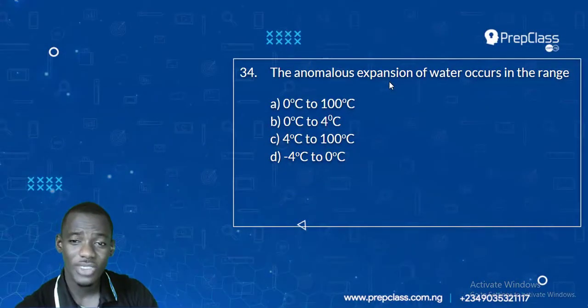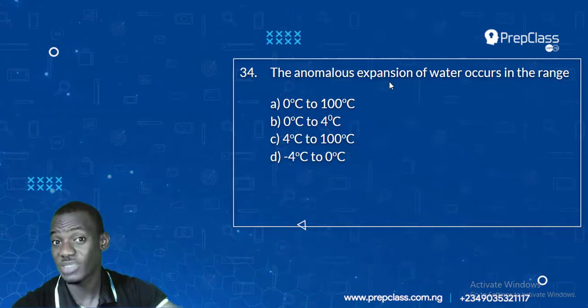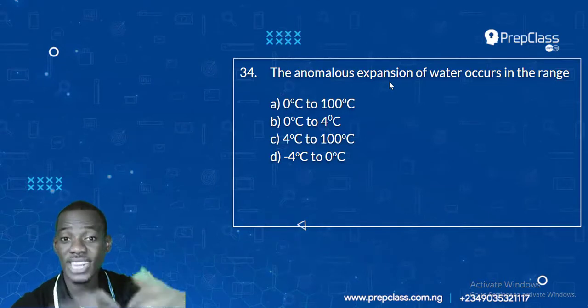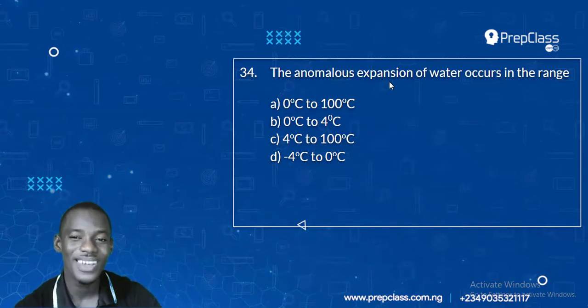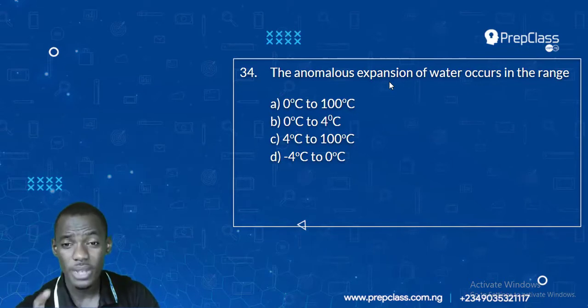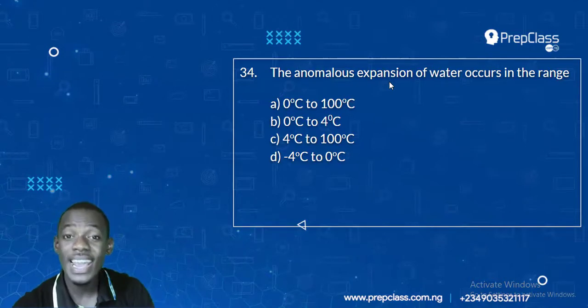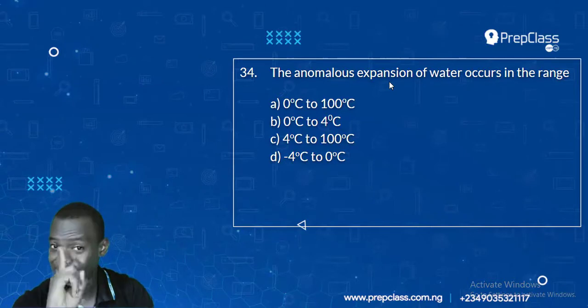Now let's check out number 34. The anomalous expansion of water occurs in the range of what? Now, have you ever heard about the topic, anomalous expansivity of water? Generally, expansivity is the topic. Under expansivity, we have this subtopic that speaks of the anomalous or abnormal behavior of water. It says that everything expands when heated except water.